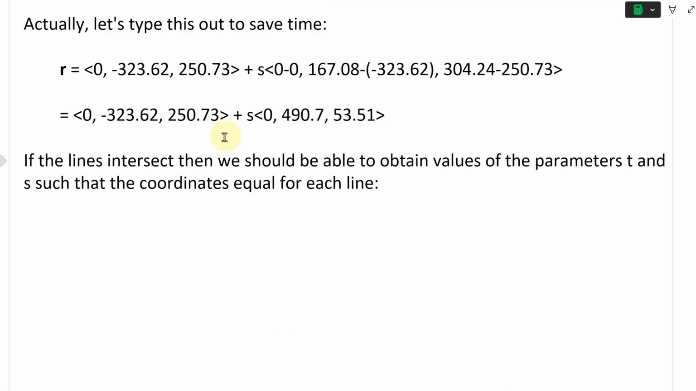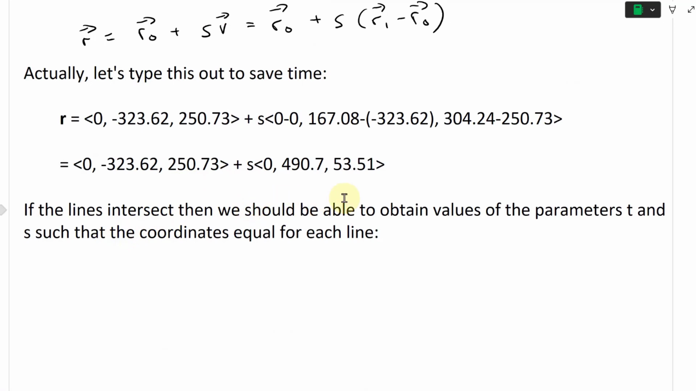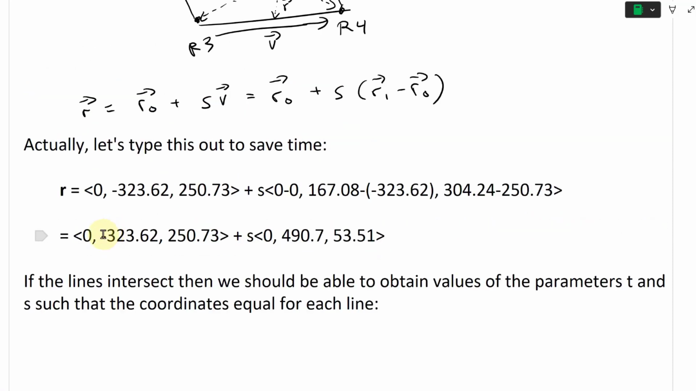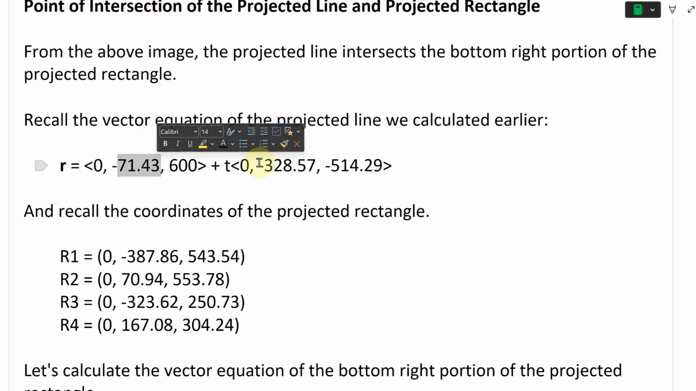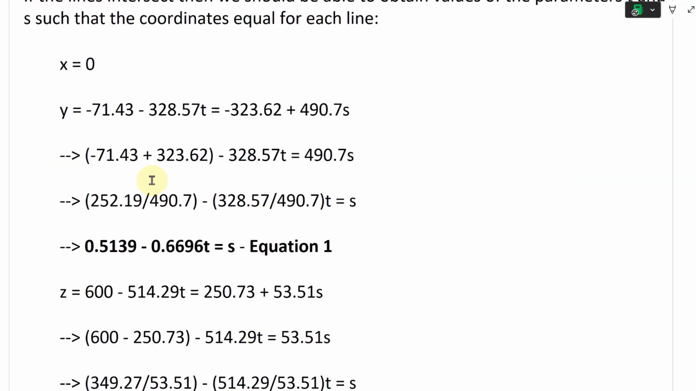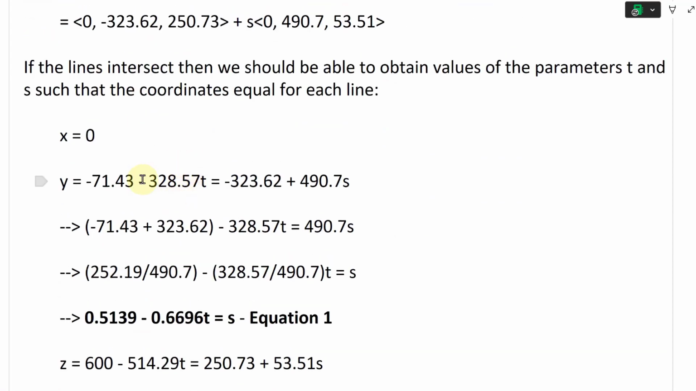All right, now let's continue further. If the lines intersect, then we should be able to obtain values of the parameters t and s such that the coordinates are equal for each line. So basically, these need to be equal. The y components in parametric form: 40.97 times s, and then minus 323.67, needs to equal negative 71.43 and this part right there, multiplied by t. What I've done here is just typed it out, because there's a whole bunch of numbers to handwrite, which would be very tedious and long.